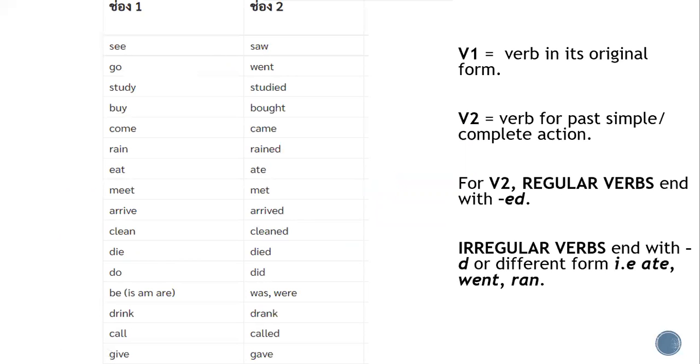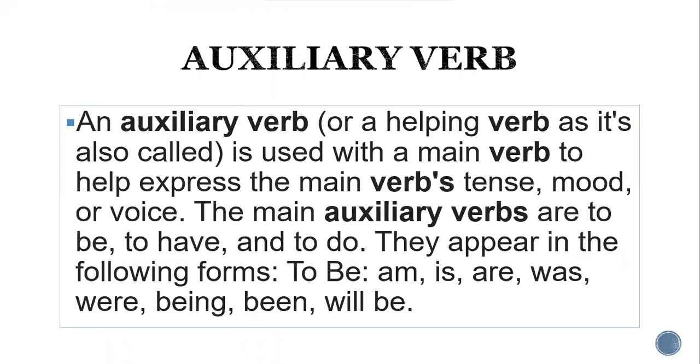And okay, so here we go. When it's regular, we just add ed. That's V1 to V2 for regular verbs. And then when it's irregular verbs, it changes completely. See becomes saw. So we did our past simple, and we also talked about auxiliary verbs.